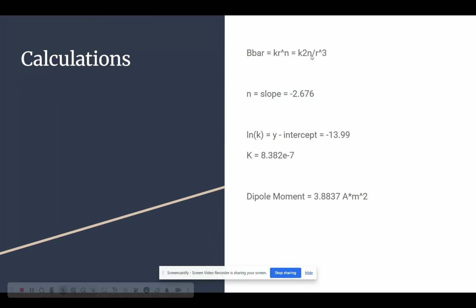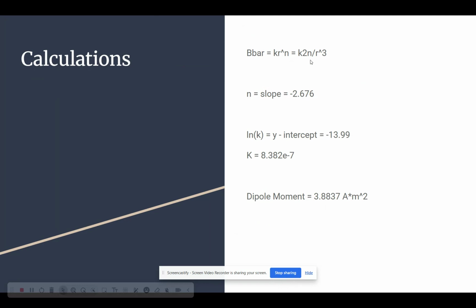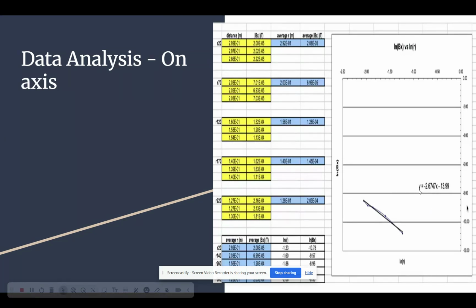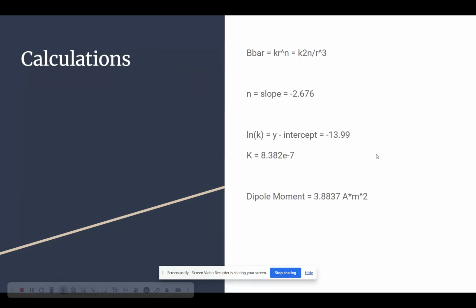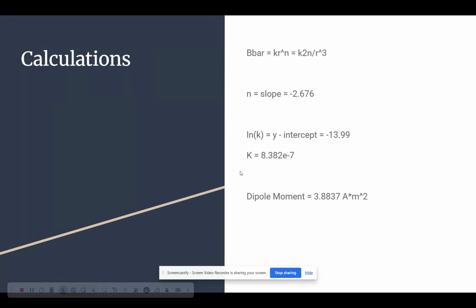So, our calculations: the magnetic field of the bar is given by this equation, where over here we were given the values for R and N, so we can plug those in and get the value. And then over here, N was again the slope of this graph, which is negative 2.676. And the natural log of K would be the y-intercept, which is negative 13.99. And if you linearize that, you get the K value. And then our dipole moment was 3.8837.